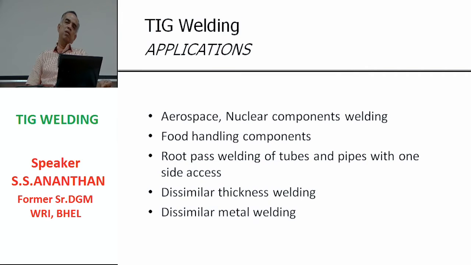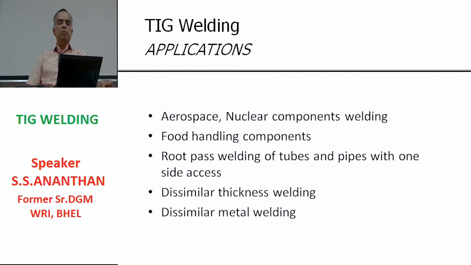In other industries, the major application is root pass welding of tubes and pipes in refineries, petrochemical industries or process plants, where the high quality is used for root pass welding, followed by other processes like SMAW and MIG welding for improved productivity.